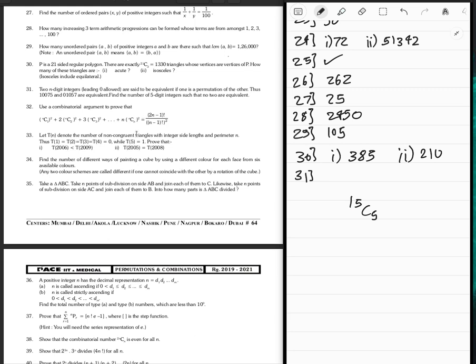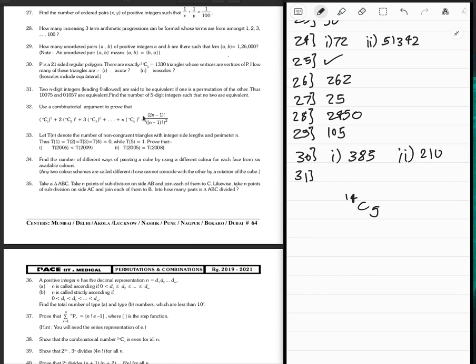Wait, no. The last one you don't even have. So it's not 10 bars, it's actually 9 bars. So 5 stars and 9 bars is 14C5. Got it. So there are 14C5 ways of doing this.